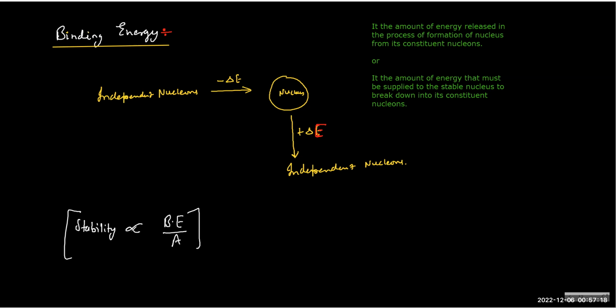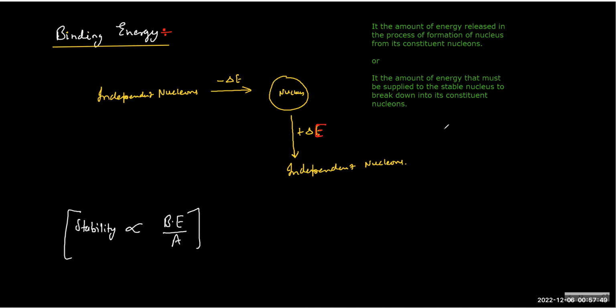But is it true? Because the bigger the nucleus, the more the binding energy, isn't it? So in that way, stability should keep on growing. But it is not found, right? What we found is that it will grow with the number of nucleons, of course, but after some limit, it will start decreasing also.